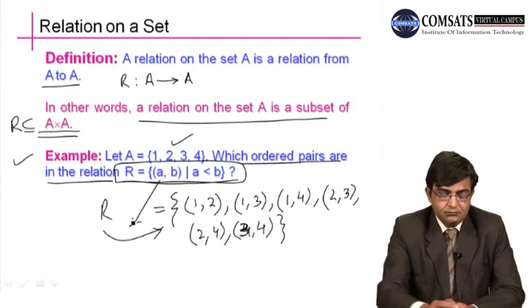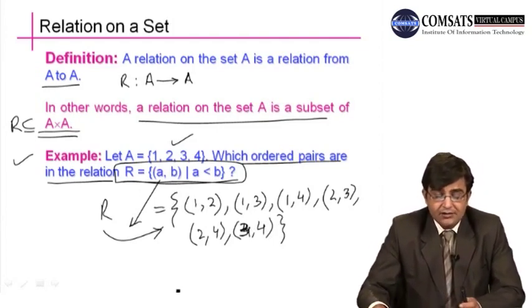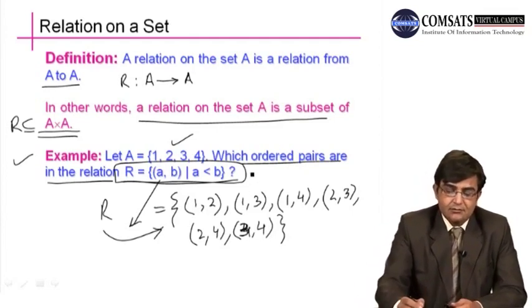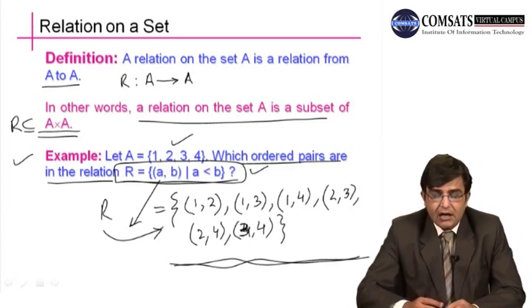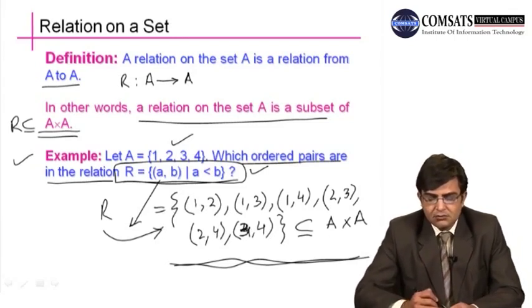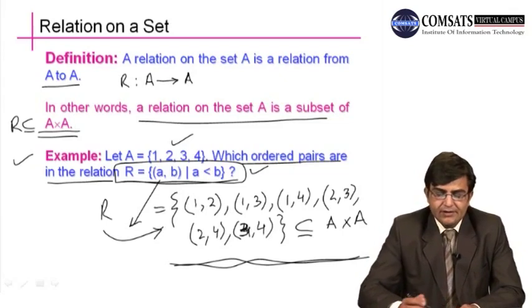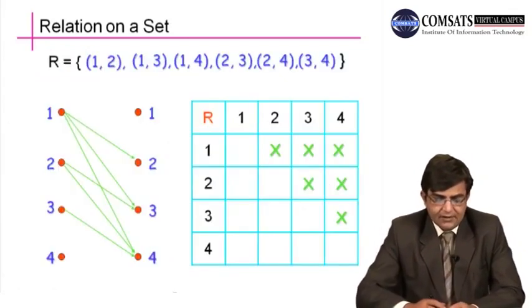So we can define a relation on A, which is defined like this, and the elements R contains are as this, and this R is obviously the subset of A cross A, because A cross A contains more elements than this relation. So this is basically the solution.